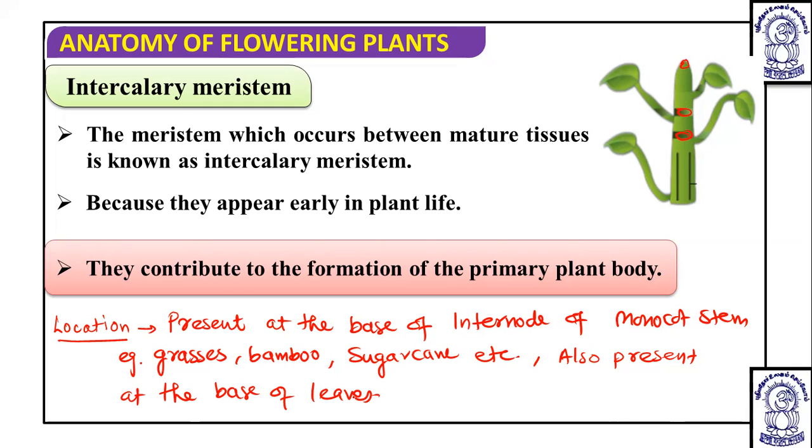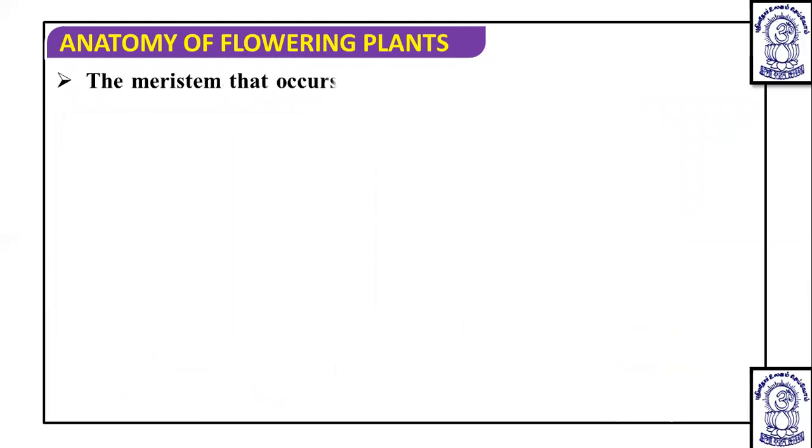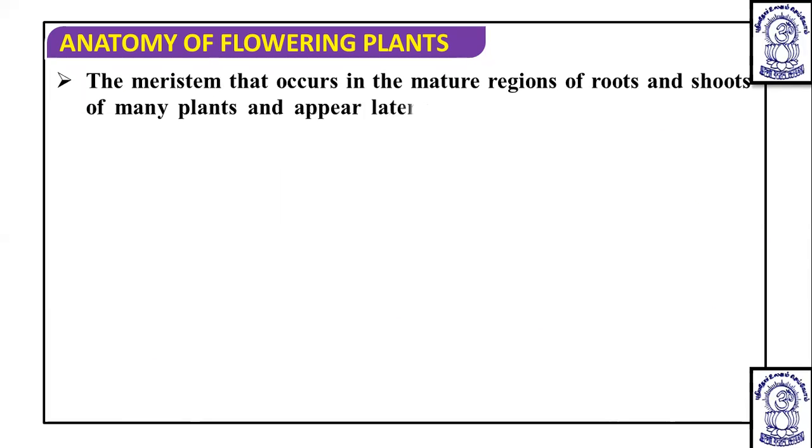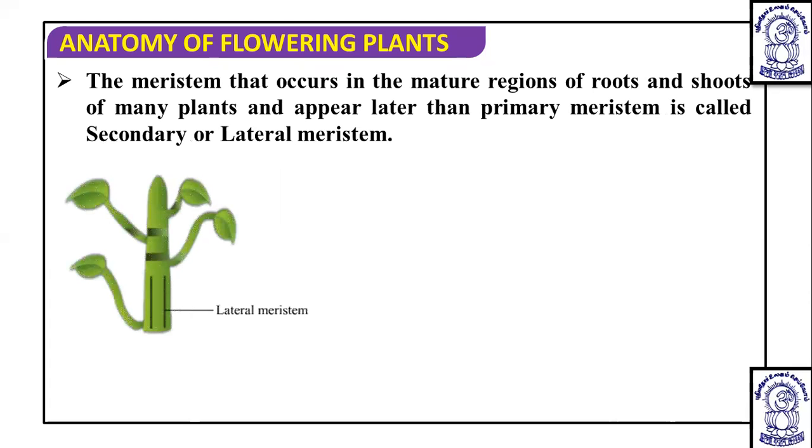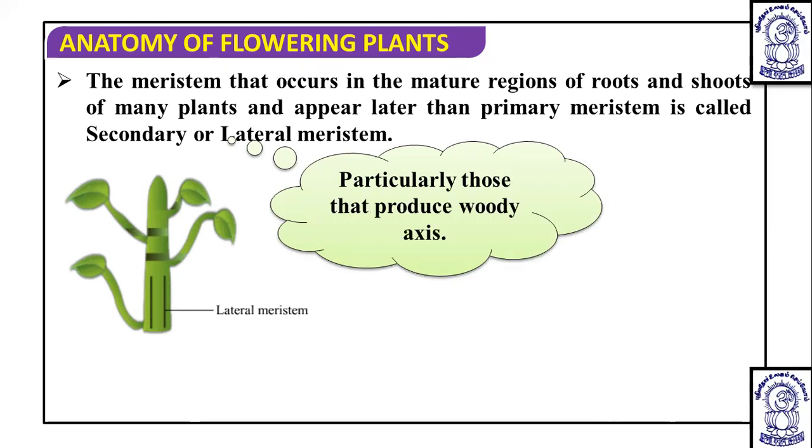These both apical and intercalary meristem are actually primary meristem, which originate initially. But the meristem that occurs in mature regions of the root and shoot of many plants, but appears later than the primary meristem, they appear later in life, they originate later in life, then they are known as secondary or lateral meristem. You can see lateral meristem are marked here. This lateral meristem, particularly those that produce a woody axis, means this lateral meristem is helpful in the increase in the girth, increase in the thickness of the plant organ.